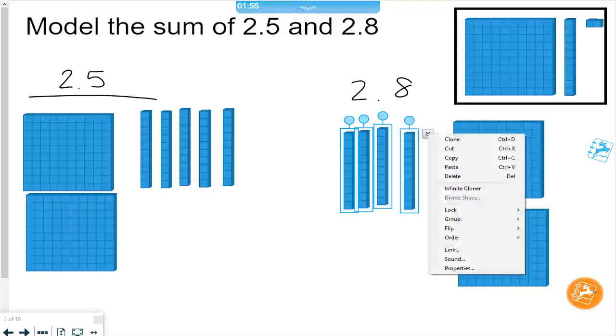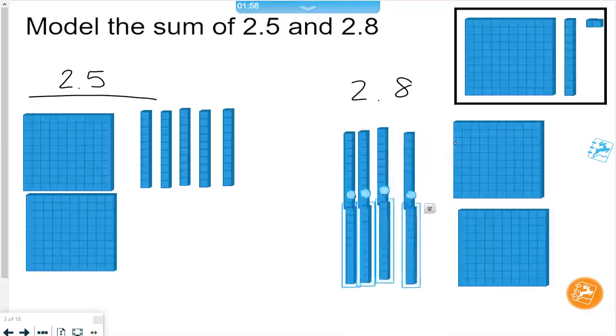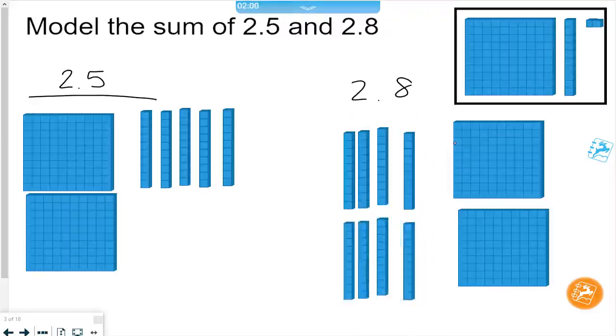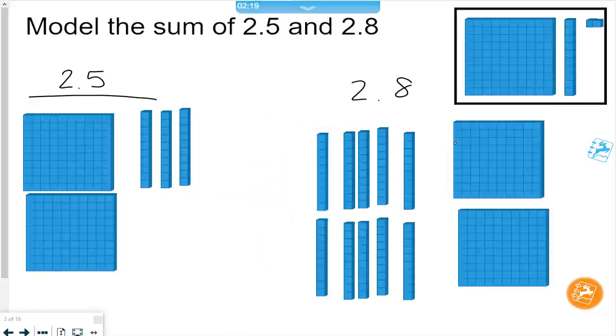Going to make this a little faster. So now I have 8 over here. Now, if I'm going to add these together, I'm going to start with my tenths. I have 5/10 here and I have 8/10 over here. If I put them together, that makes a whole. So what I'm going to do is take my 2 and 5/10, my 2 and 8/10. I'm going to take 2 from over here. Now I have 1, 2, 3, 4, 5, 6, 7, 8, 9, 10.